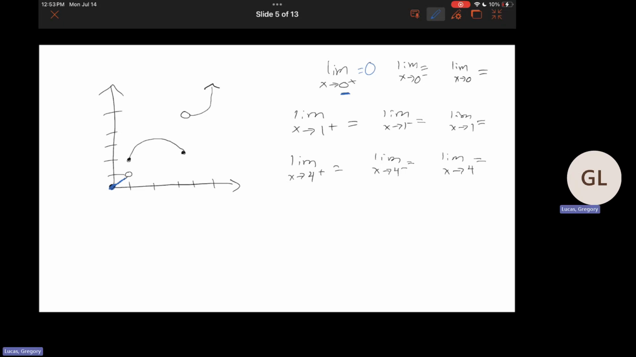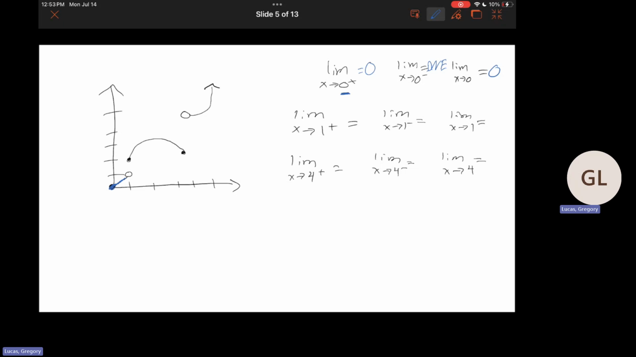So here I can't approach from the left. There is nothing to the left of 0 in my function. The function starts at 0. So it doesn't exist. But however, the limit is still 0. So this is very important in the theorem.